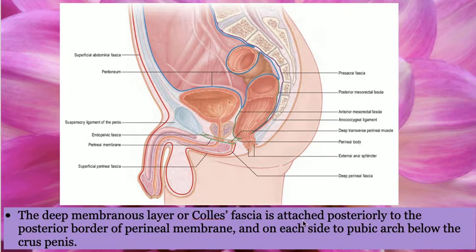This is attached posteriorly to the posterior border of the perineal membrane. So can you see this? This is your perineal membrane over here, and this is the attachment. This is your superficial fascia with the fatty layer and the deep membranous layer called the Colles fascia. This is your perineal membrane, as you can see, and it is attached posteriorly to the posterior border of the perineal membrane and on each side to the pubic arch below the crus of the penis.